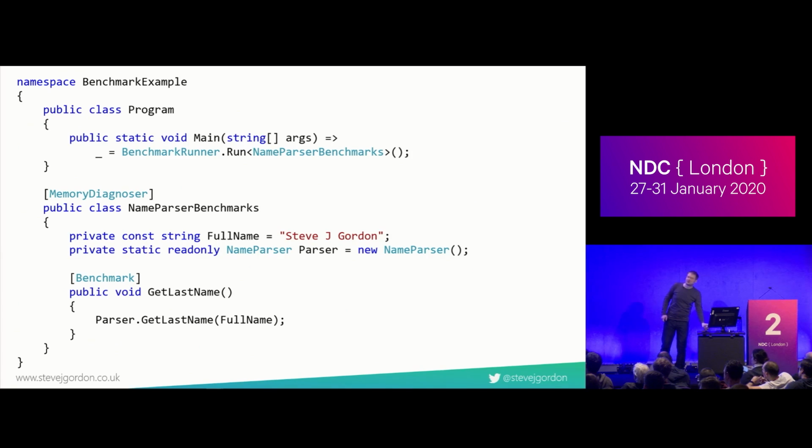So we're going to have a look. This is like the hello world of benchmarking. So we'll start with this. Basically what you'll do is create a console application and bring in the BenchmarkDotNet libraries, a bit like creating unit test projects.